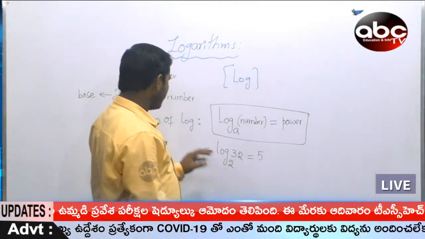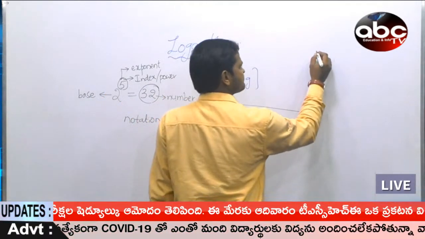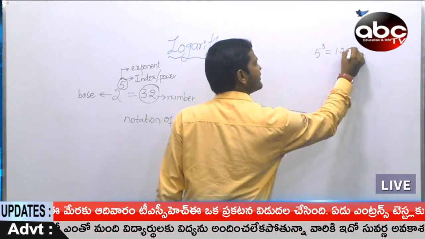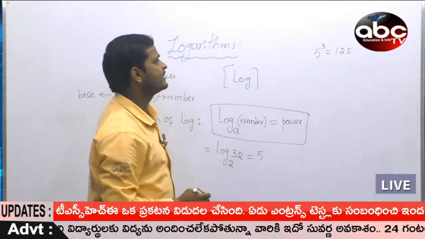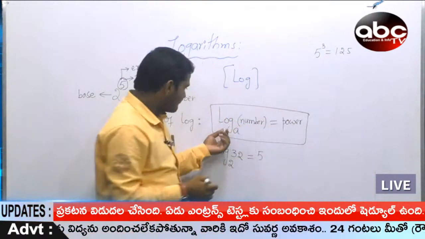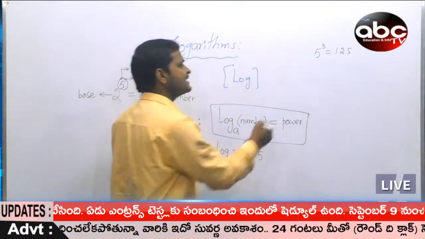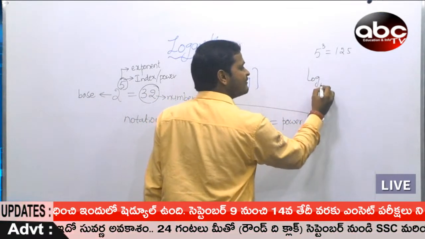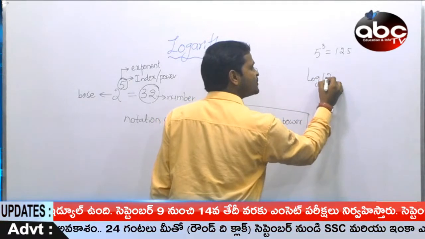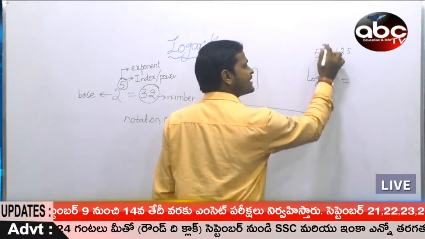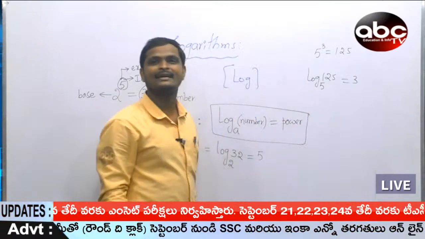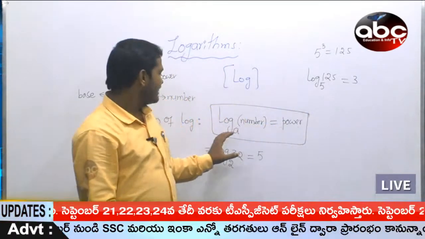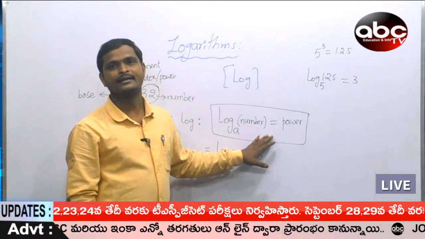You can see one more problem. For suppose 5 cube is equal to 125. 5 cube is equal to 125. Means you can write it in the general form of logarithm. Log, what is the base here? 5. What is the number? 125 is equal to, what is the power? 3. Then what is the answer here? The answer is 3. This is the general form of logarithm.